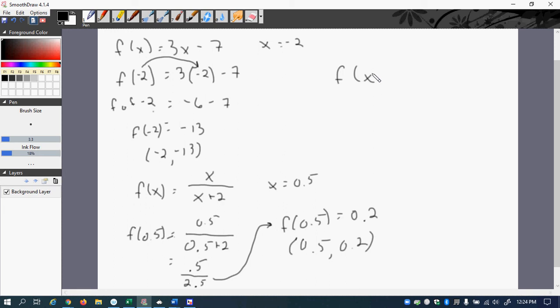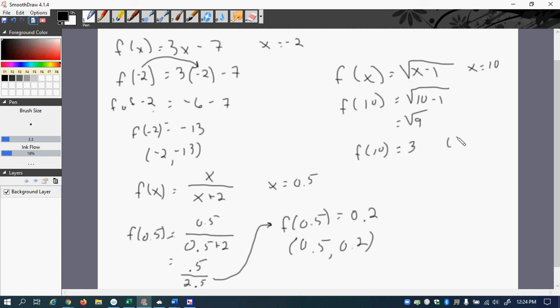Right? So let's do another example so that people get an idea of different functions and what they look like. How about f of x equal to the square root of x minus 1, where x is, let's say, 10. So that means we have f of 10 equal to the square root of 10 minus 1, and 10 minus 1 is 9, so that's the square root of 9, and the square root of 9 is 3, so f of 10 equals 3, or we have 10 comma 3. So this is an actual point, and this is how we write functions. Okay.